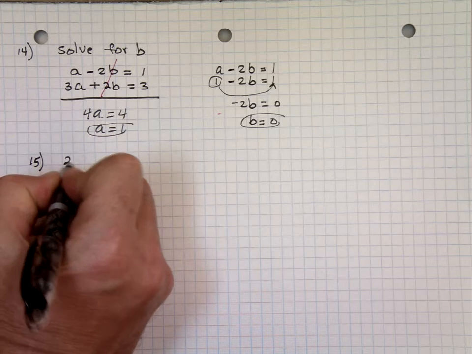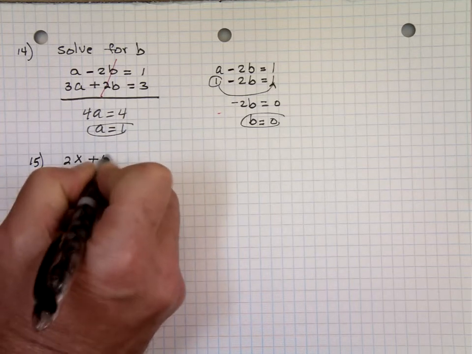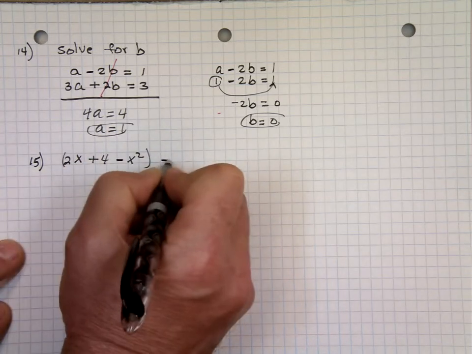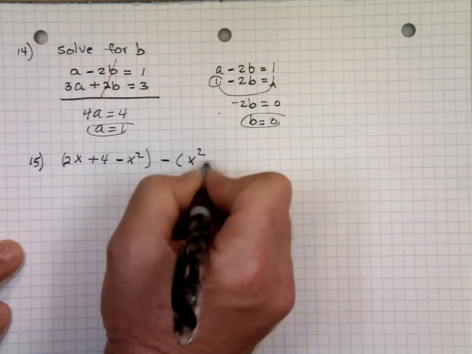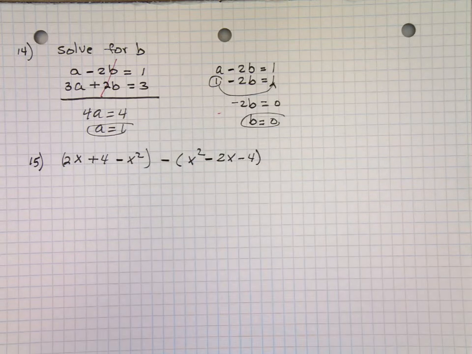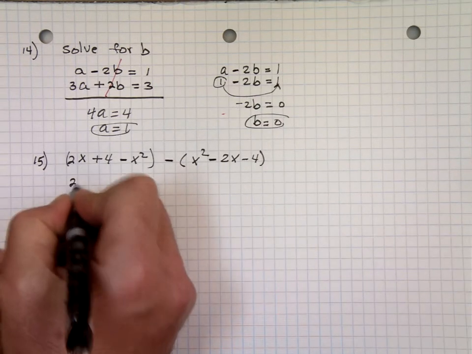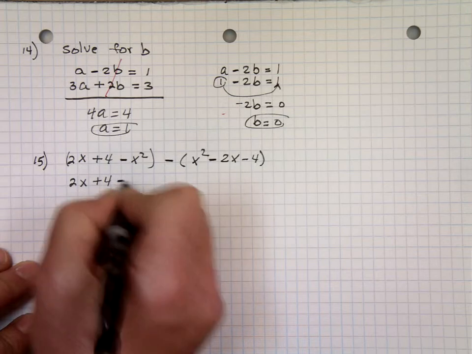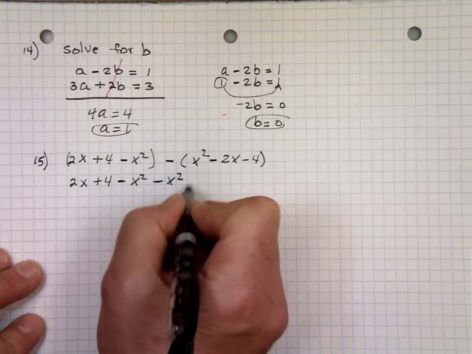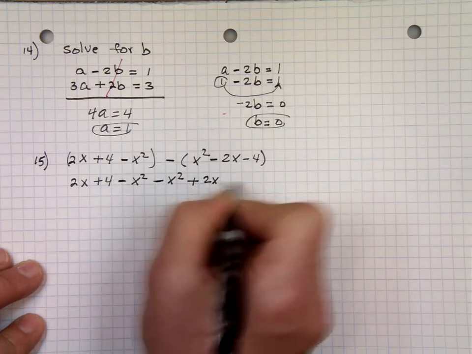Two x plus 4 minus x squared, minus x squared minus 2x minus 4. This is from chapter 5, I think. Just had a test on it yesterday. Get rid of the parentheses. So that'll be what? 2x plus 4 minus x squared. This minus is going to change all the signs. That becomes negative x squared plus 2x plus the 4.